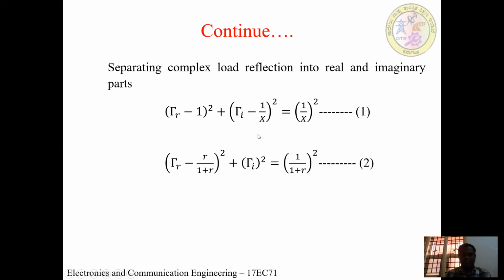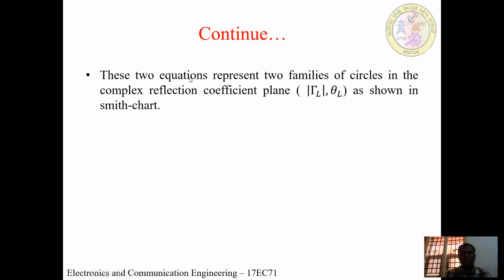R represents reflection, I represents incidence. Then, the other equation is (gamma r minus 1) whole square plus (gamma i minus 1 by x) whole square is equal to (1 by x) whole square. So these two equations are what we got by separating the complex load reflection into real and imaginary parts separately. These two equations represent two families of circles in the complex reflection coefficient plane. That is very important, as shown in the Smith chart.